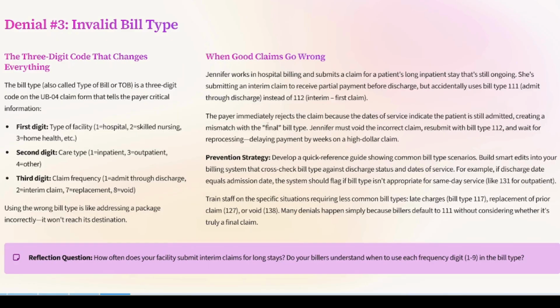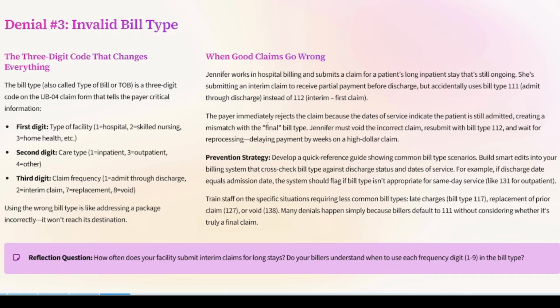Okay? Denial 3, invalid bill type: the 3-digit code that changes everything. The bill type, also called type of bill or TOB, is a 3-digit code on the UB04 claims, which are hospital claim forms that tell the payer critical information.